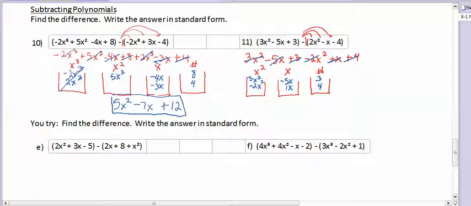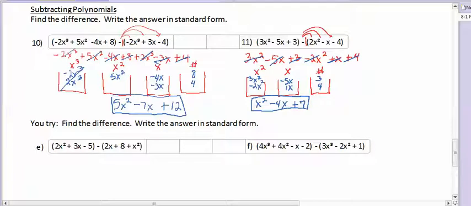And now I'm just going to add what's in the bucket. So I have a 3 minus 2 is a 1x squared. And negative 5 and a positive 1, negative 4x. And a 3 and a 4 is a positive 7. So now I have x squared minus 4x plus 7. That would be my final answer.